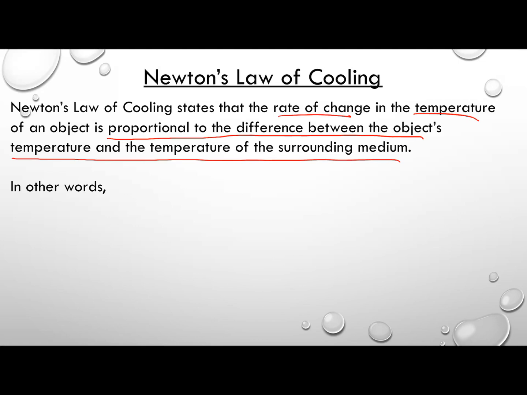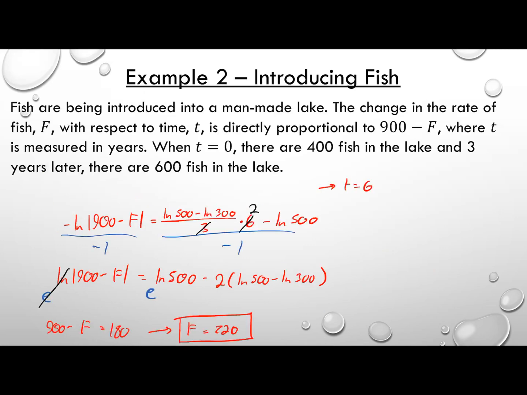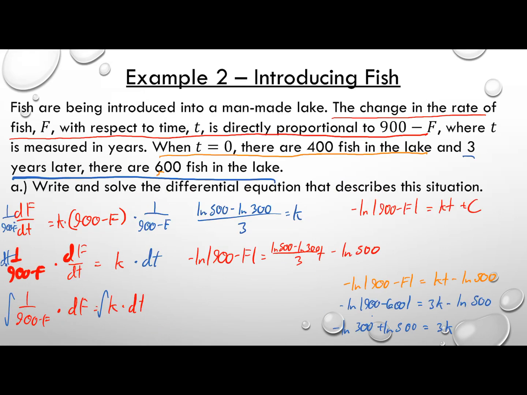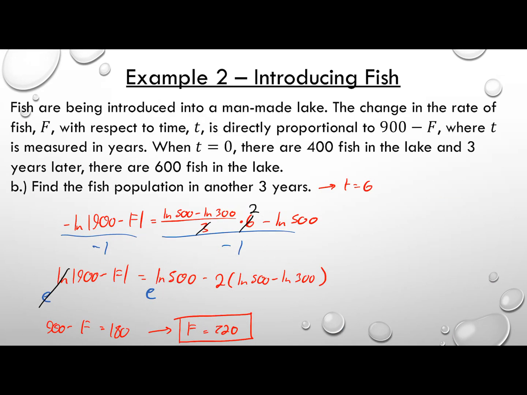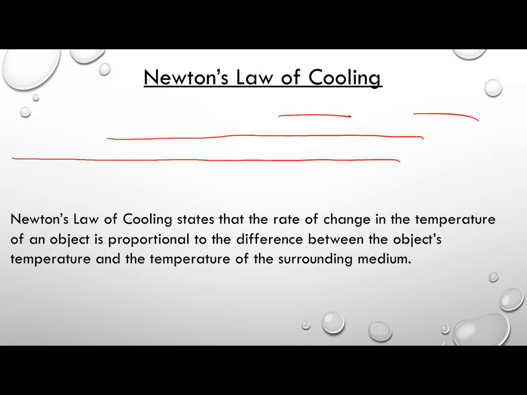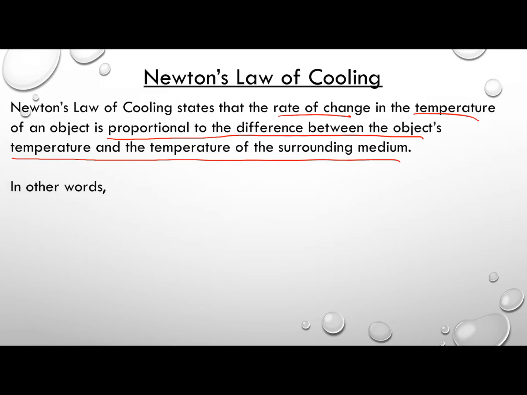So I would like you to pause your video at this point and try to see if you can come up with an equation that matches this description, similar to how in example 2, for part A, we found it said that the change in the rate of fish, so df over dt, is directly proportional to 900 minus f. So that's how we got df over dt is equal to k times 900 minus f. Try to do the same thing for this. So pause your video and see if you can get the same answer.